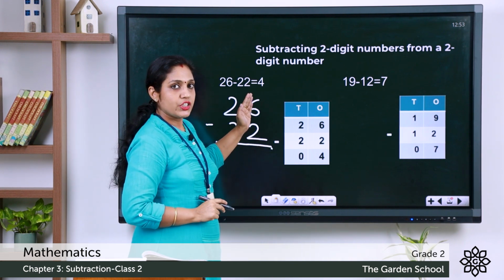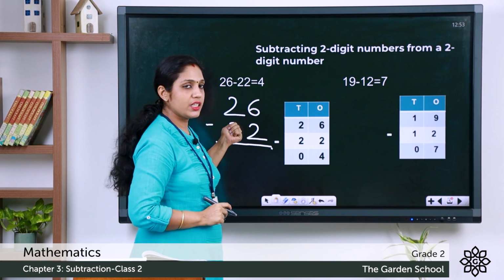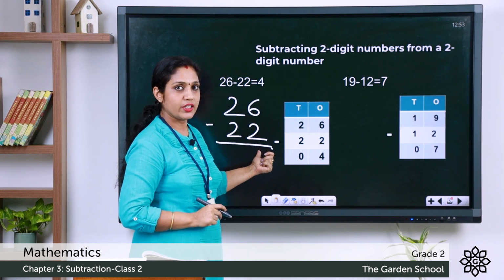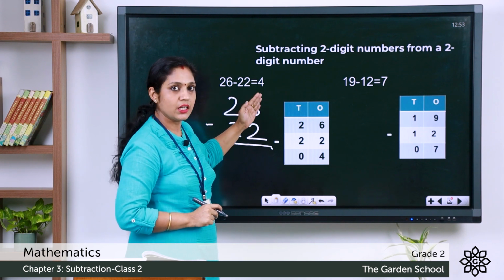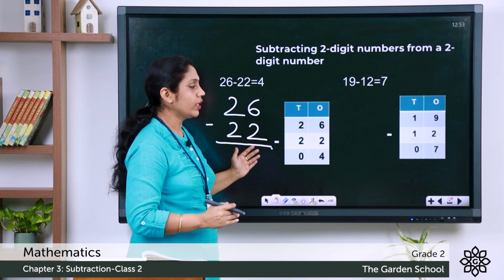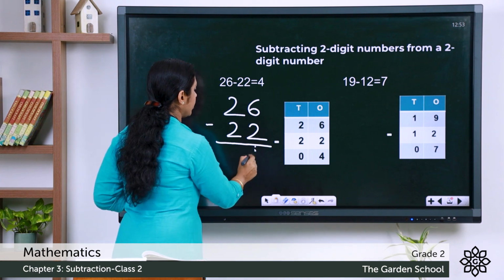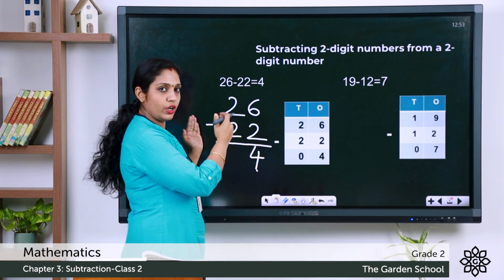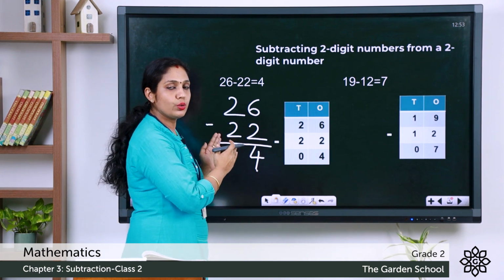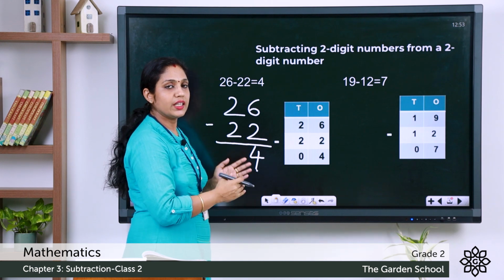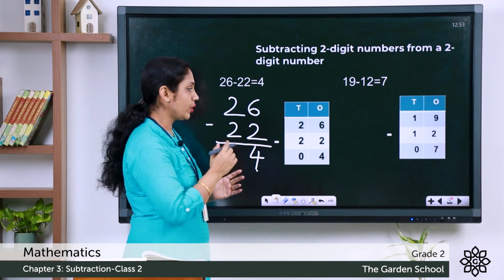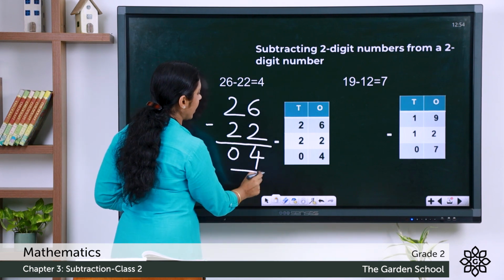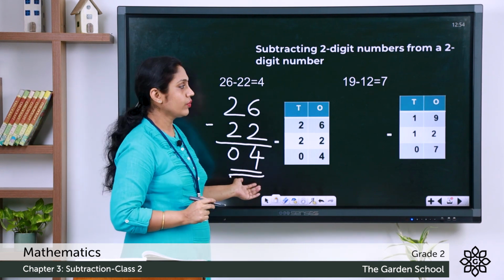First take the ones position. We have 6 minus 2. Which number is greater? 6 is greater, so you are able to subtract 2 from 6. So what is 6 minus 2? It is 4. Write it down. Moving on to the tens place, we have 2 minus 2. We learned that a number when subtracted with the number itself, the answer is 0. So you can write 0 here and the answer you get is 4.